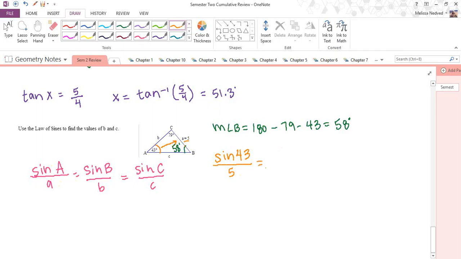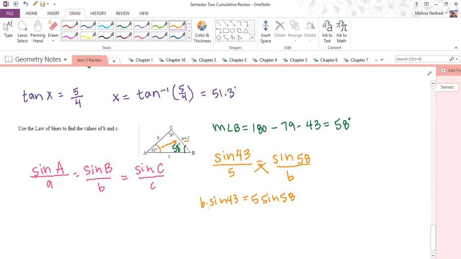Now, in order to solve something, I need to set it equal. And you can do this in either order, whether you want to start with B next or C. I'm going to go ahead and solve for B. And I'm going to say sine of angle B, which we just found to be 58 degrees, over the side opposite it, which has a length of, we don't know, variable B. That's what we're going to solve for. Once you've got that set up, cross multiply. We get B times sine of 43 is equal to 5 times sine of 58.